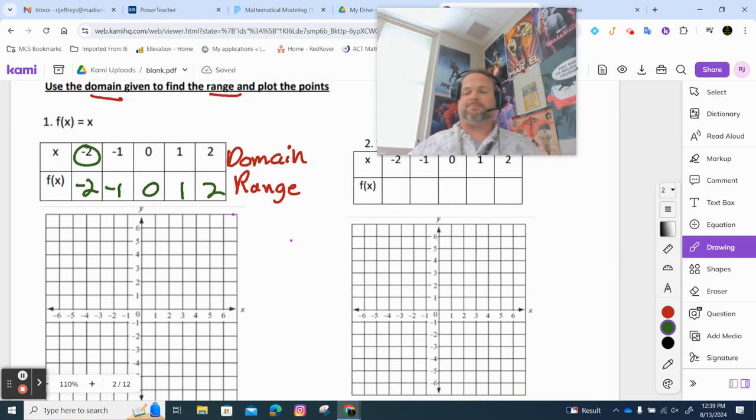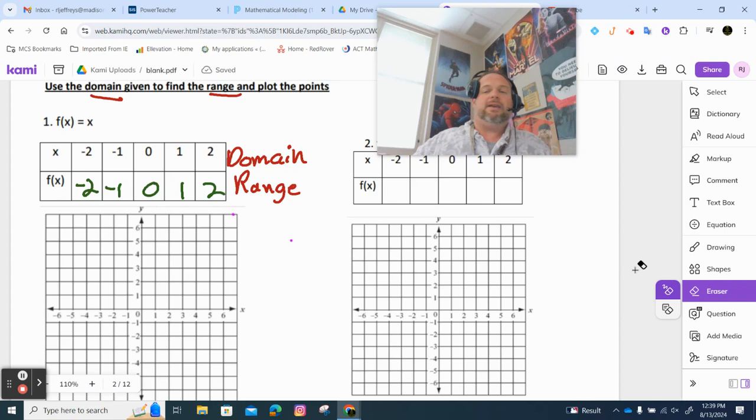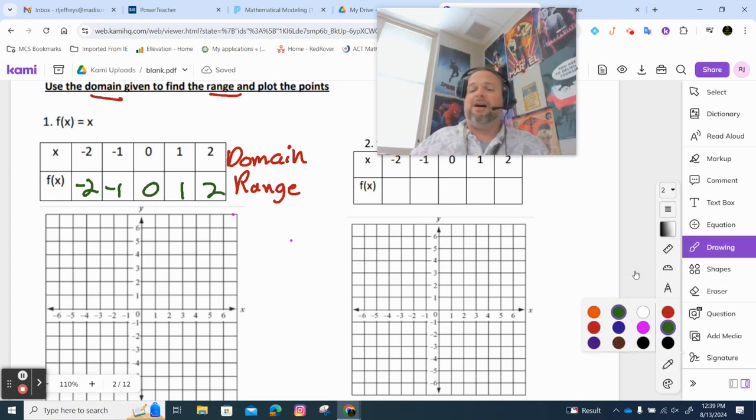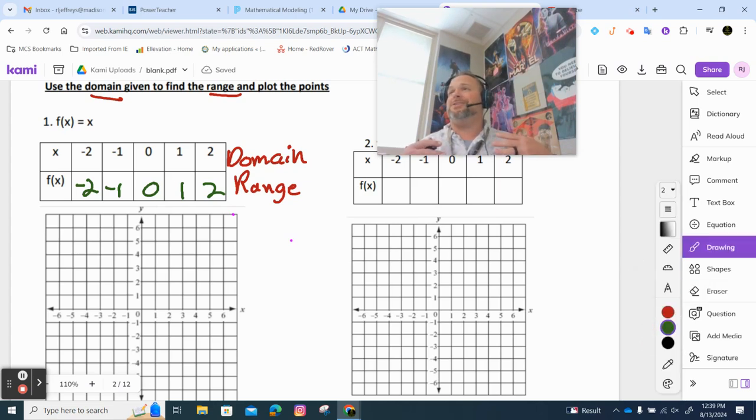Now, very odd that one of the number one questions I had to answer on the test this past week was I don't know how to graph the dots.